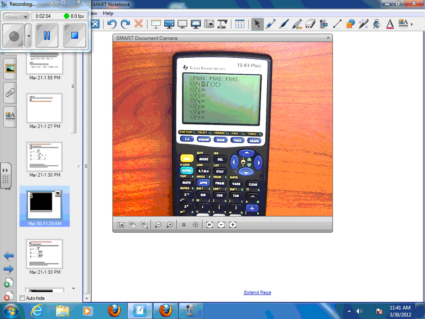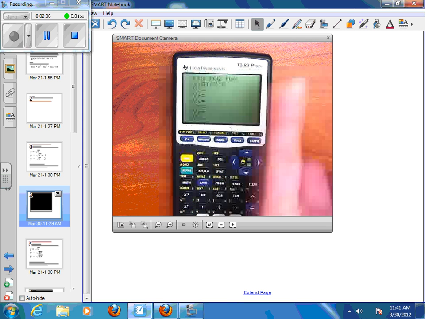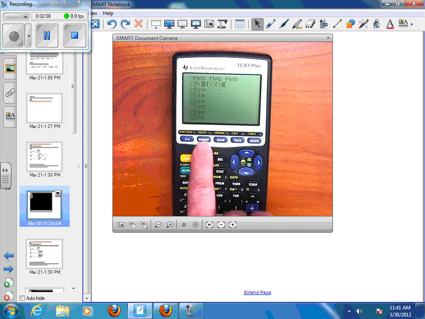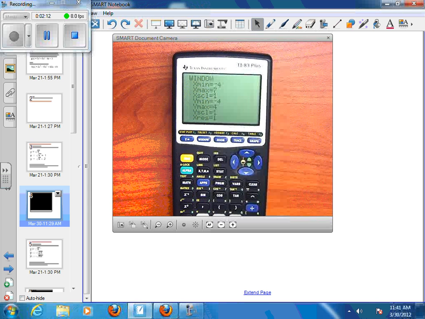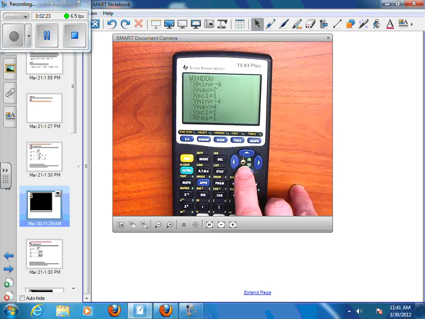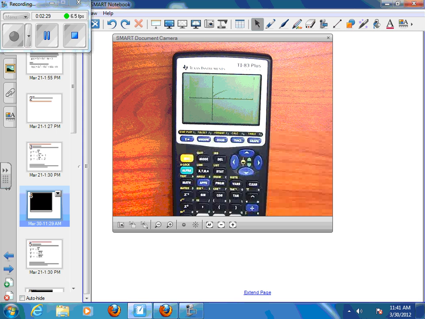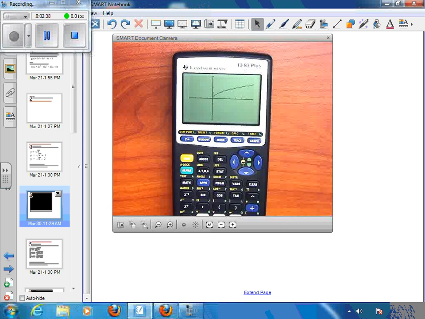And if I want to set up my window, I'm just going to look at this first one first. My window is right here. I wanted my x min to be -4, my x max to be 7, and for my scale, the little tick marks on the side and the bottom, I want them to count by ones. My y min will be -4, my y max will be 4, and again my scale is going to be 1. When I'm done with all that, I hit graph, and you'll see that it graphs half of a parabola, basically. It's not really, it's a square root function. Notice it does not go negative because you can't square root a negative number without coming out with an imaginary, and we can't graph imaginary items.